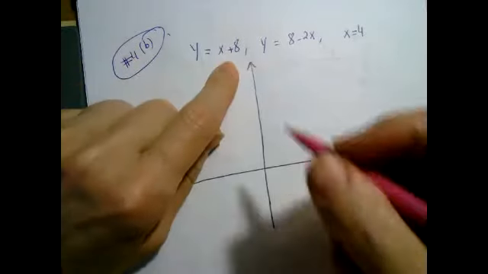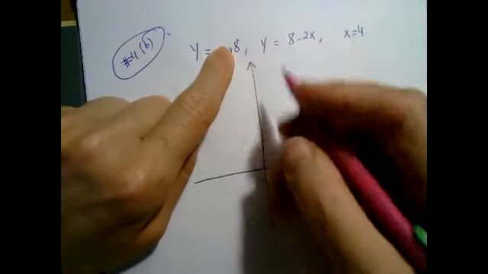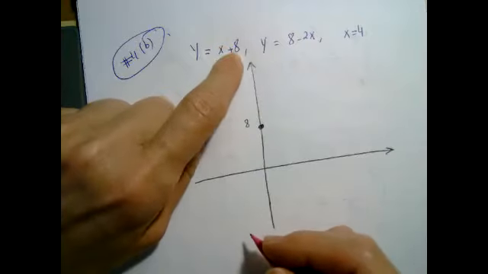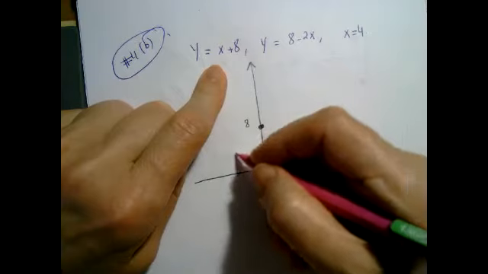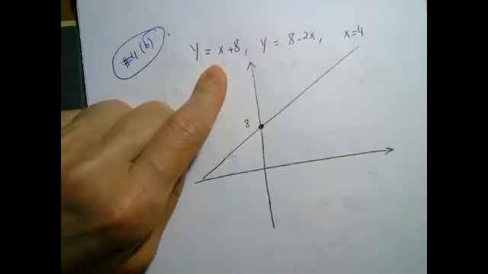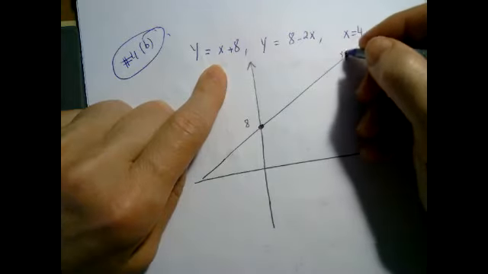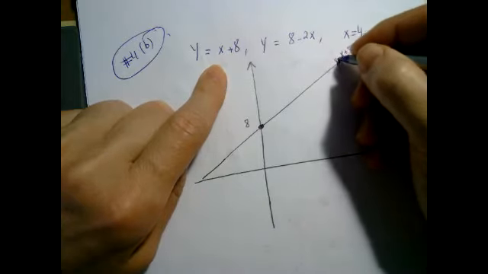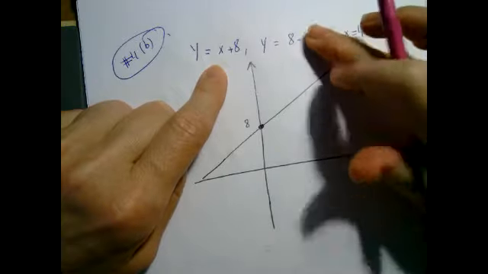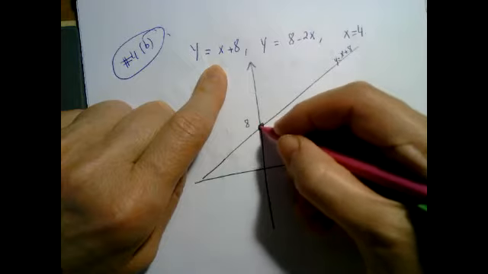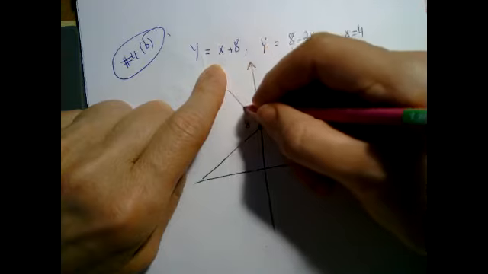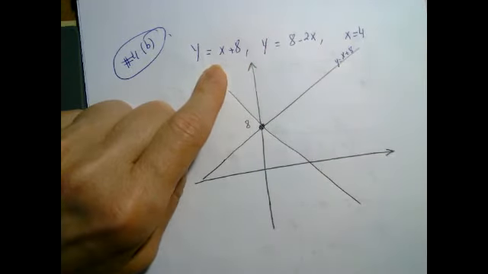So x plus 8, so that's a line. The intercept is at 8, so that's really my intercept right here, that's my 8. And it's a line, it's positive, so it's a line going like that. That's the first one. So that's x plus 8. Now 8 minus 2x. Again, the intercept is at 8. And this one goes down because the slope is negative. Goes like that.